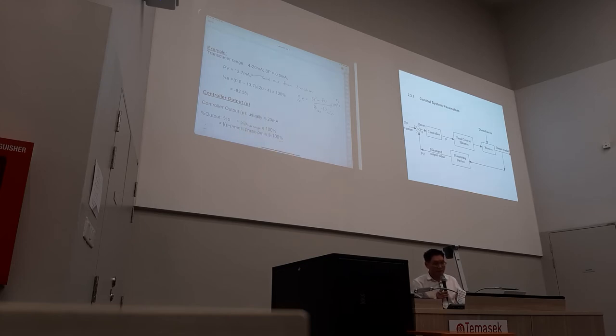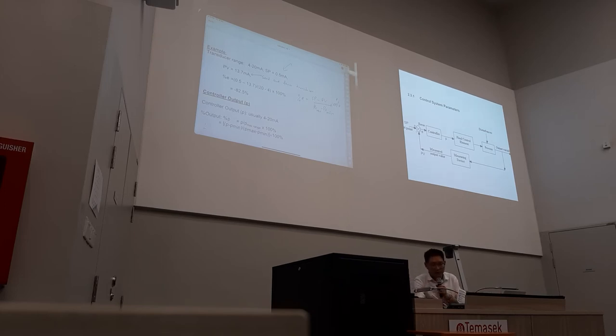Okay? So which means that the process value compared to the set point, the set point is very low in this case, right? It's only 0.5. But I send in a process value which is 13.7, so much higher. So the percentage of the difference is minus 82.5. So the controller that receives it has to be able to generate output based on this very big percentage of error. Okay?